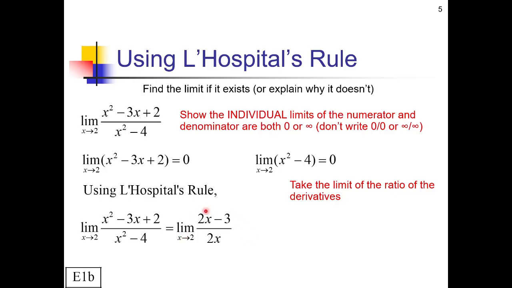make sure I'm not going to get 0 over 0 or infinity over infinity again. But it looks like I won't. I can see that at least my denominator is not going to be 0. So I'm plugging 2 into all of those things. We've got 2 times 2 minus 3, which is going to be 1. Over 2 times 2, which is 4. So this comes out to a final limit of 1/4, which is what we got.